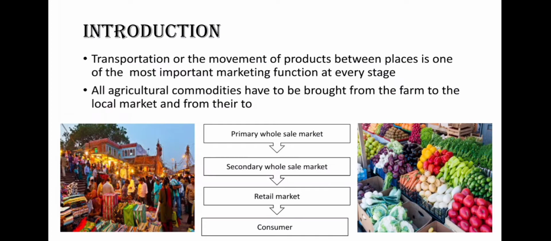All agricultural commodities are bought from the farm and then transported to the local market, and from there to the primary wholesale market, to the secondary wholesale market and to the retail market. Ultimately it reaches consumers, right from the threshing floor to the point of consumption.